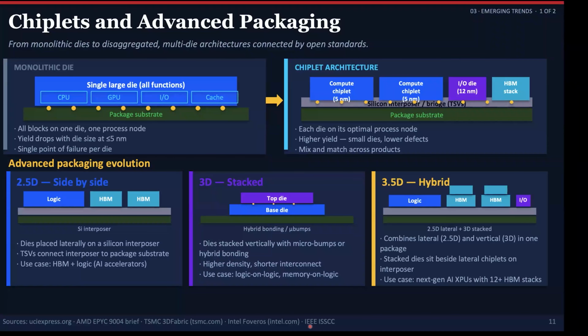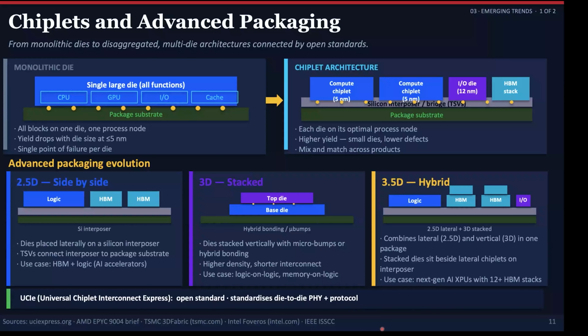On the bottom right-hand side, you can see hybrid integration, sometimes called 3.5D. And this is a combination of the previous two packaging types, 2.5D and 3D. Some dies sit laterally beside each other, while the others are stacked vertically in the same package. So this is about building very large, highly integrated systems by combining the strengths of both 2.5D and 3D together.